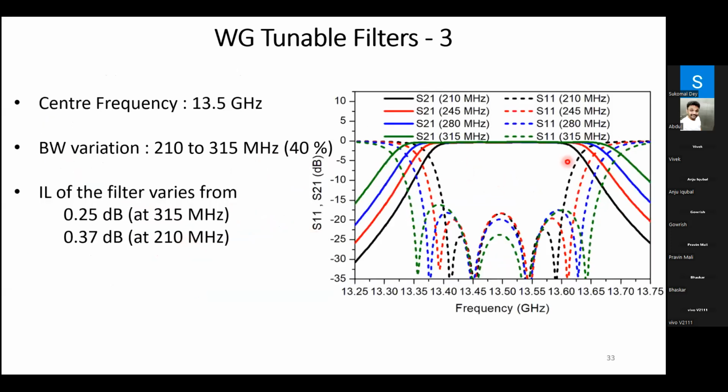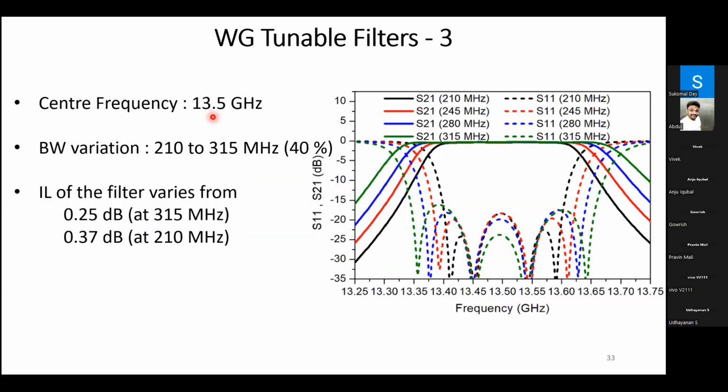So this is the bandwidth reconfigurable filter. We can see that the bandwidth reconfiguration is achieved around 40%. So bandwidth can be changed, and the insertion loss remains almost the same, or slightly improves with higher bandwidth, as expected. And the center frequency is around 13.5 gigahertz.